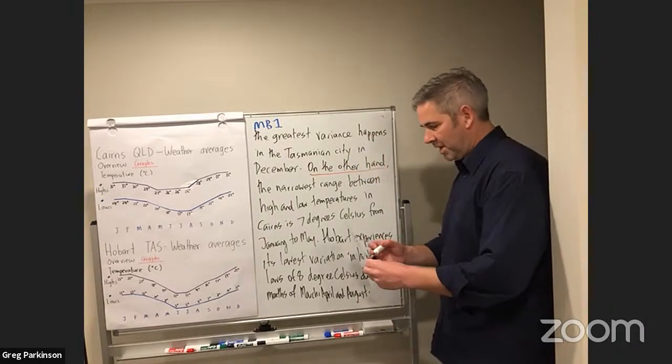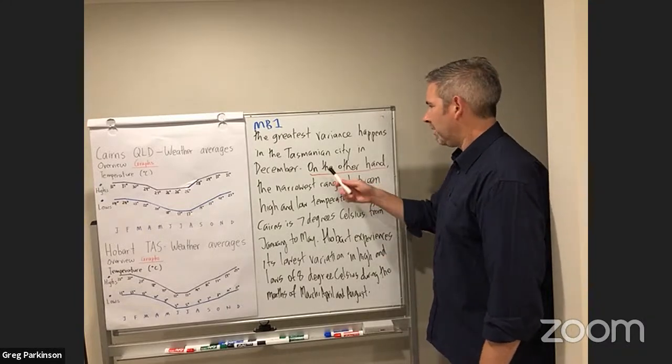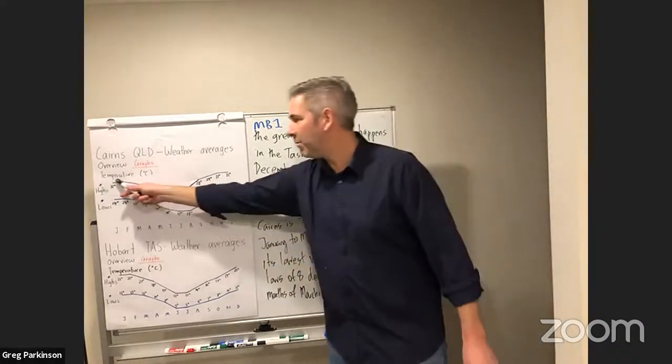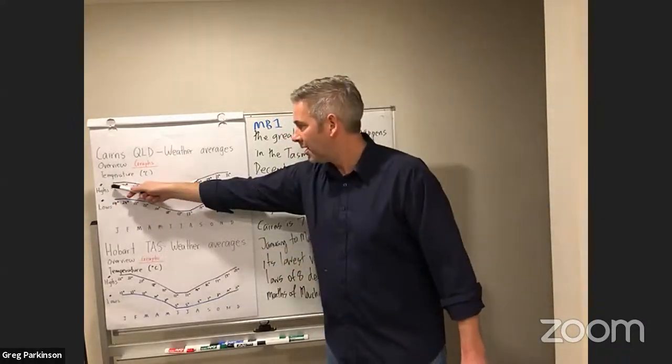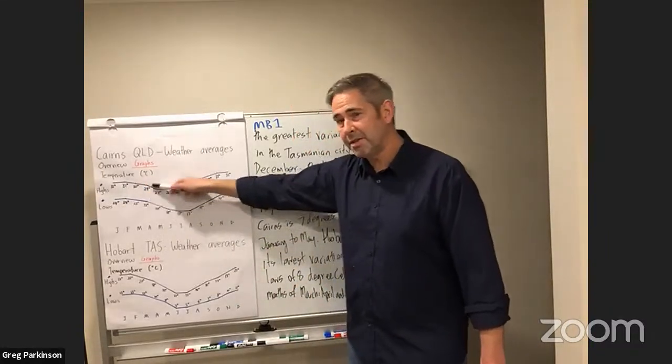Okay, just to read what I've written in case you can't see it very well. So I talked about the narrowest range between temperatures here in Cairns, which was at the end of summer and early winter. So there was a 7 degrees difference.